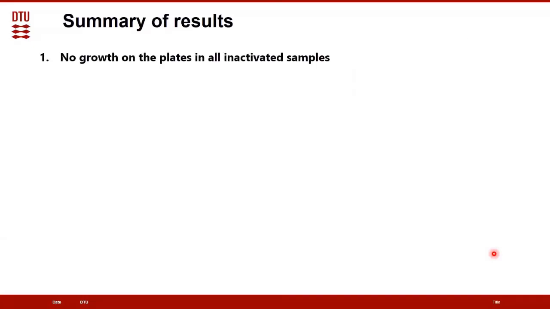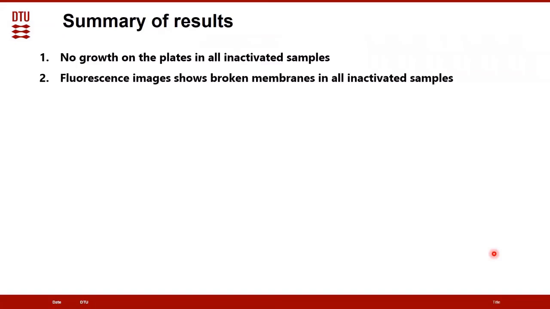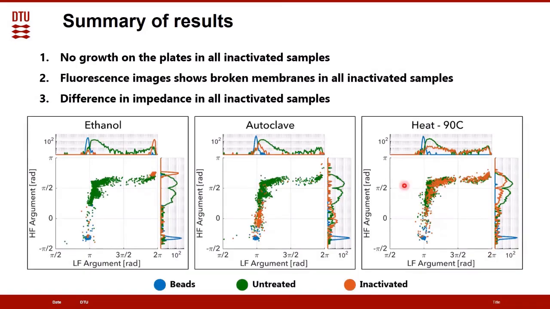Now, indeed, after we inactivated with all three methods, we could not see any growth on the plates, and the fluorescent images show broken membranes in all inactivated samples. However, there is a difference in the impedance in all the inactivated samples. The beads appear here in position 1. Note that this graph is inverted relative to what I showed you before. In the ethanol-treated bacteria, the bacteria show up where we expect them, in position 3, broken membranes, relative to the green dots over here that are the untreated bacteria. However, in both the autoclaving experiments and the heat experiments, we see something completely different.